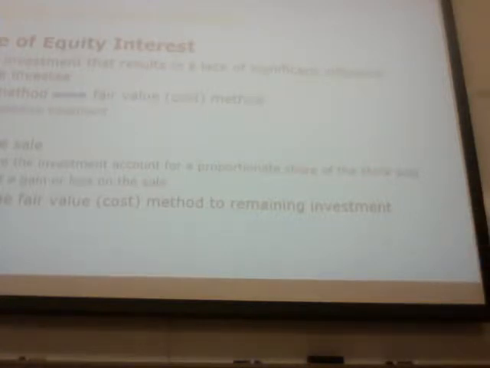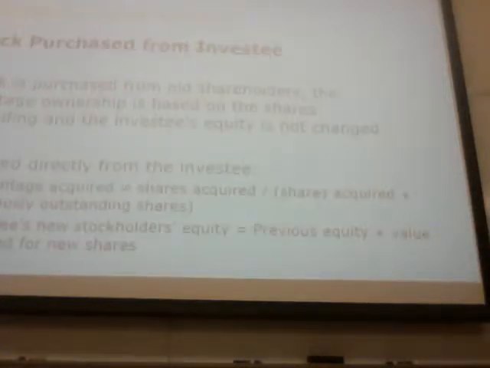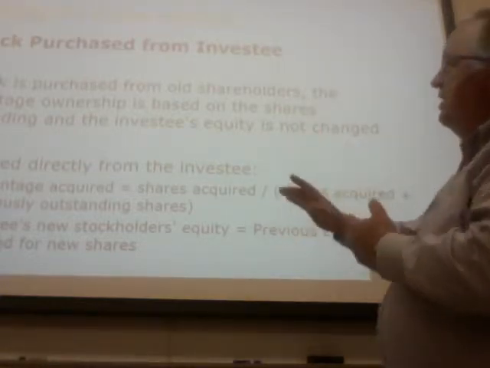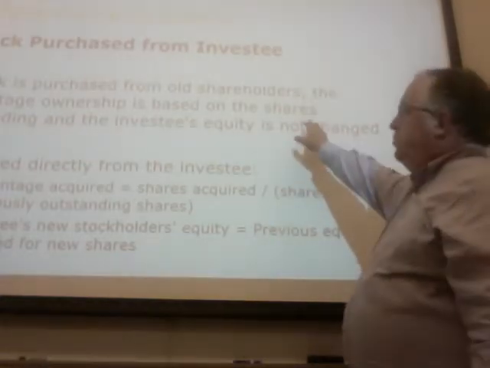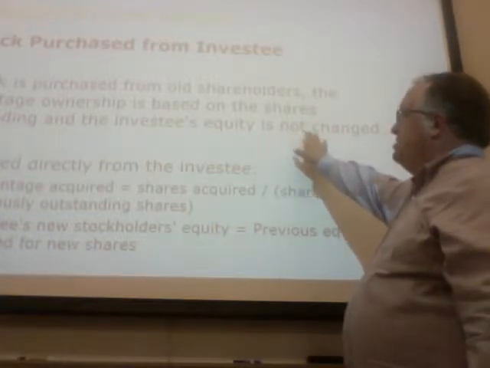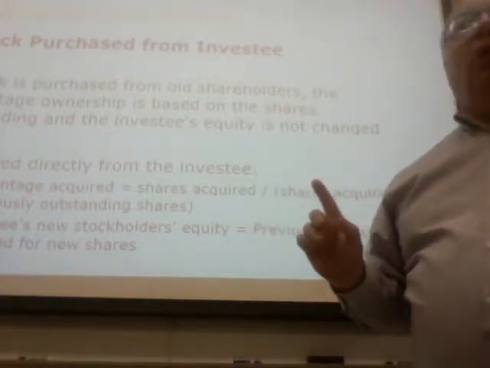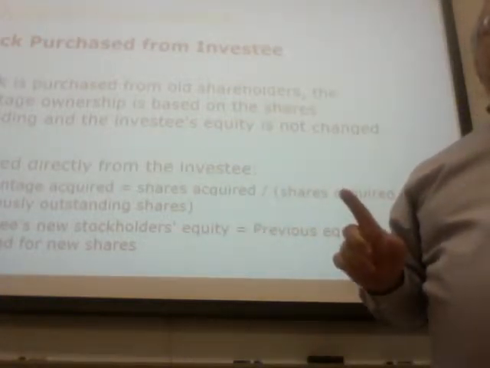We will have some problems on this. Okay. Stock purchased from the investee. So if stock is purchased from the old shareholders, the percentage of ownership is based on the shares outstanding, and the investee's equity is not changed. This is an important point. Old stock versus new stock, right?